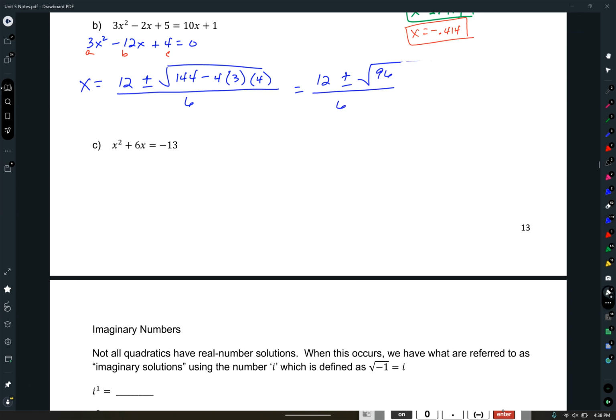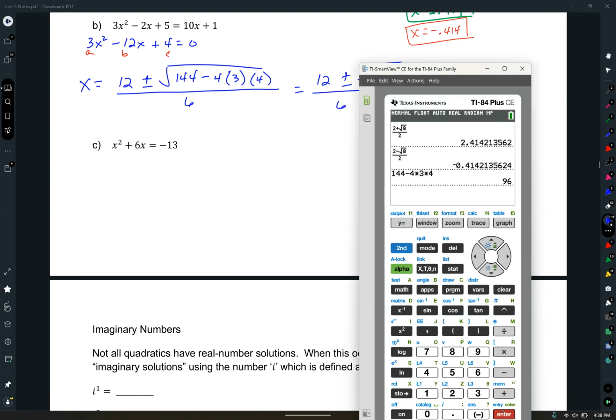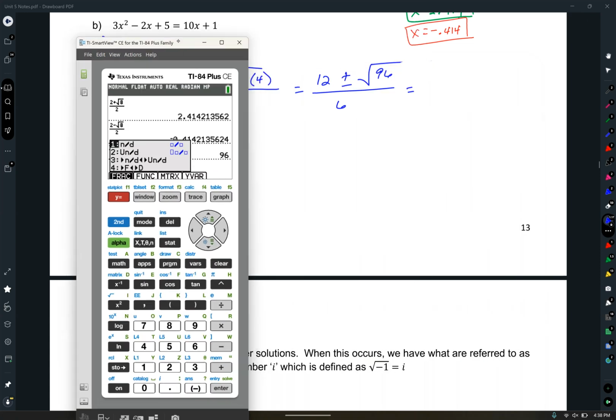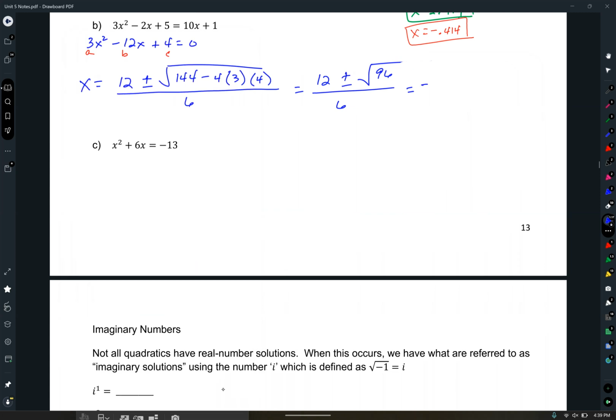Okay, and so now when I am simplifying, let's do the plus. If it had been a plus, 12 plus the square root of 96, remember this is a fraction. We want on the top 12 plus the square root of 96, and on the bottom we have 6. So if it's a plus, 3.633 if we round correctly.